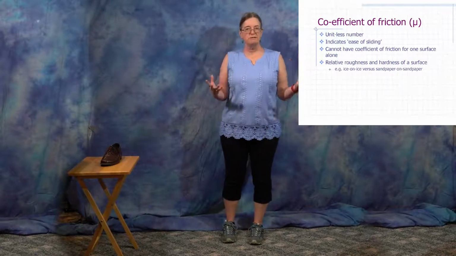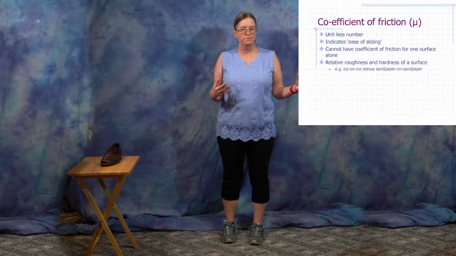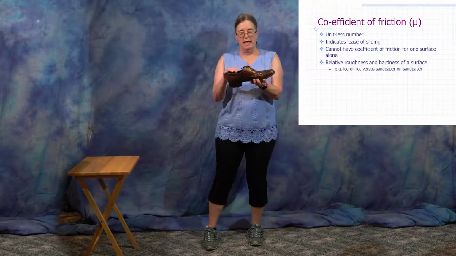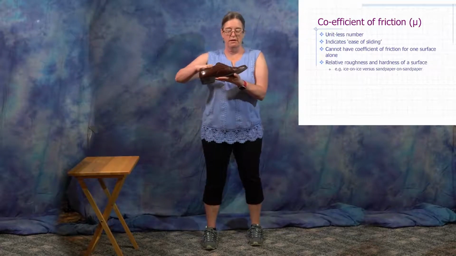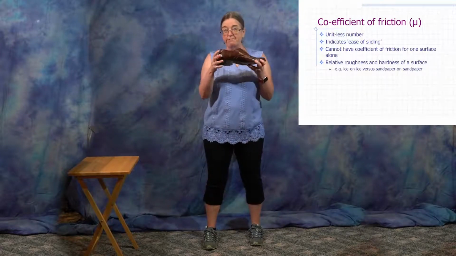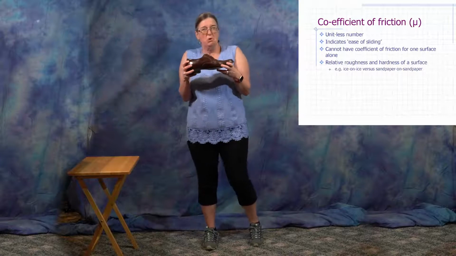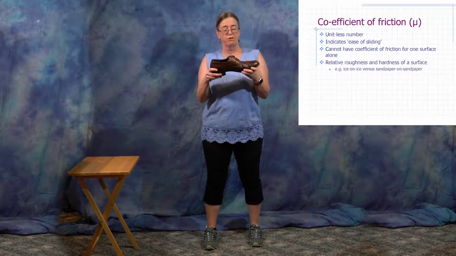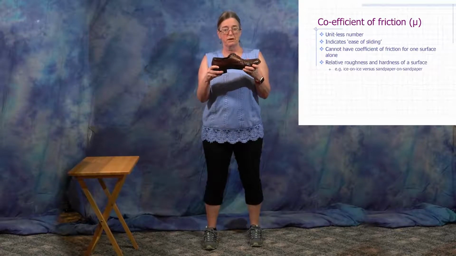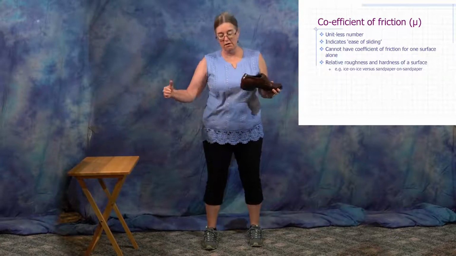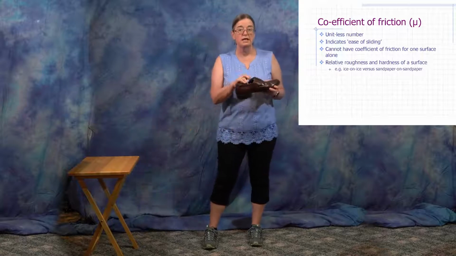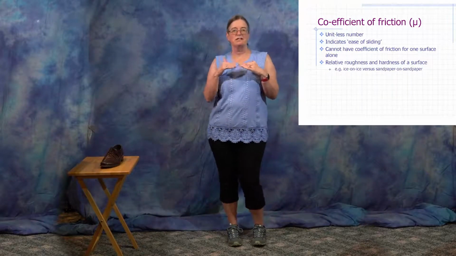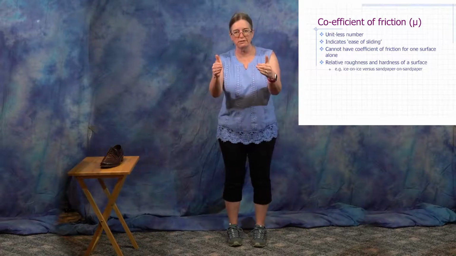It's not specific to one surface. If I took this shoe and slid it along ice, or snow, or even this table, I would have a very different coefficient of friction than I would if I put it along the carpet. So a coefficient of friction represents the ease of sliding between two surfaces.